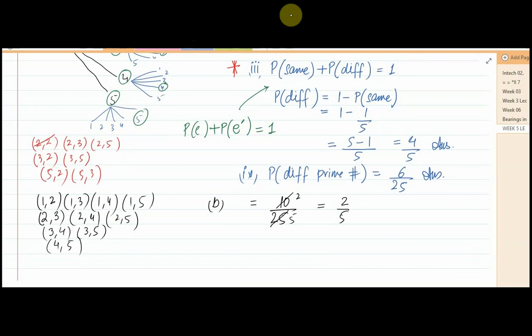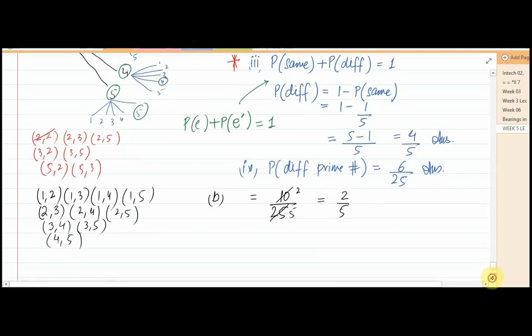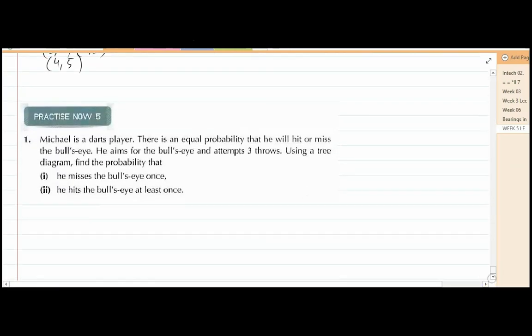So that is Practice Now number 5. The question number is 1. Michael is a darts player. There is an equal probability that he will hit or miss the bullseye. He aims for the bullseye and attempts 3 throws. Using a tree diagram, find the probability that he misses the bullseye once.